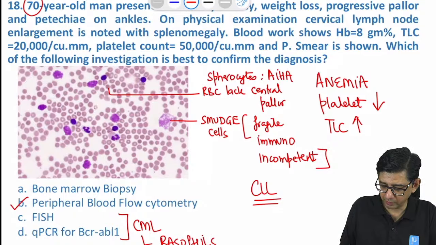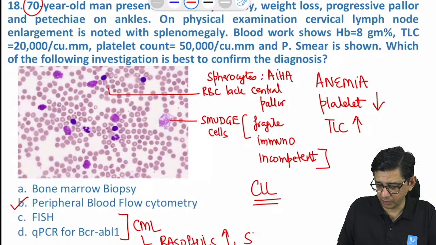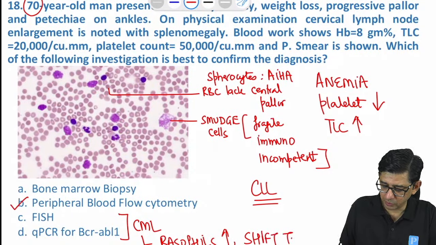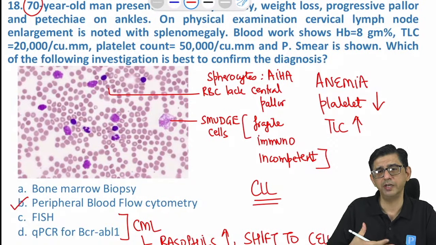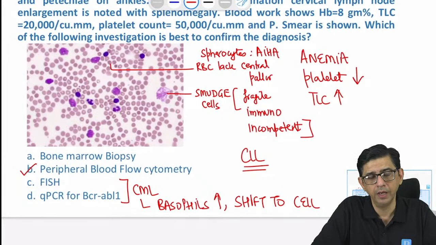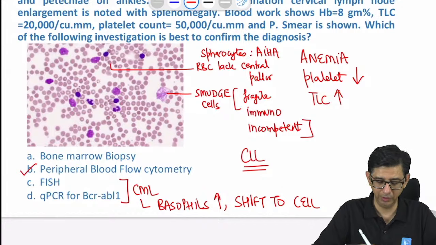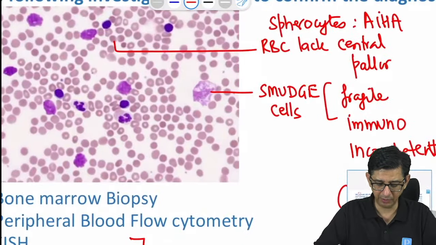Basophil count should have been elevated. And then there is a shift to the left. Shift to the left means that all the immature cells, that is myelocytes, metamyelocytes, promyelocytes, all those cells would be present in the circulation. So in this slide, only one type of cell is present, and that is B cells only.